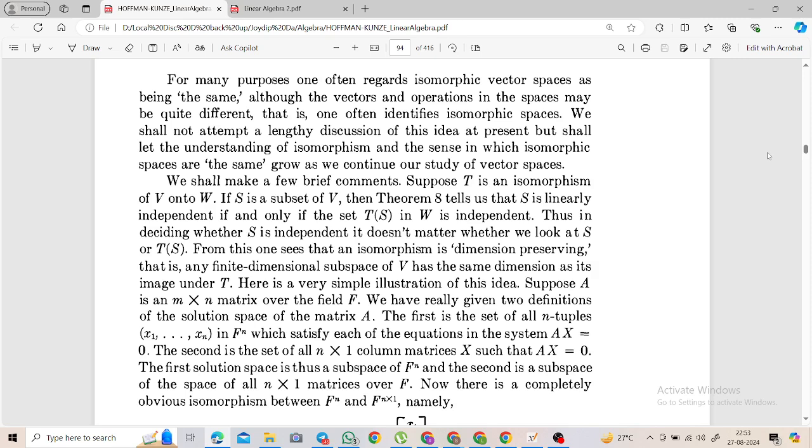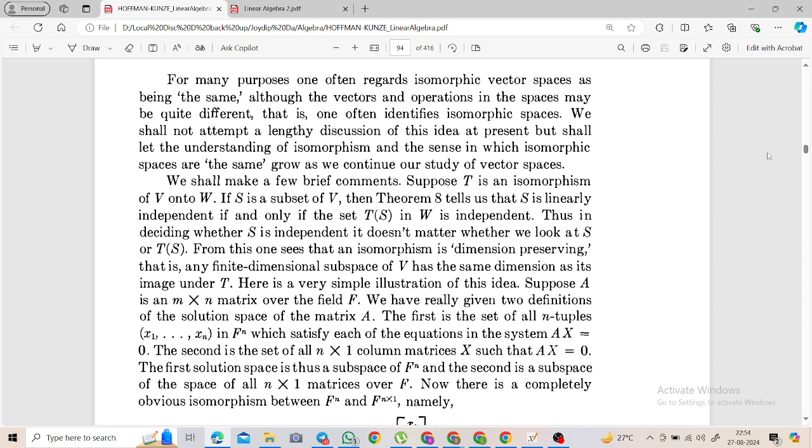ওকে দাদা। না না, সে বুঝতে না পারলে তো ডিসকাস করতেই হবে। কোন পার্টটা? লাস্টের দিকে দেখছি। একদম। For many purposes, one often regards isomorphic vector spaces as being the same, although the vector space operations in these spaces may be quite different.